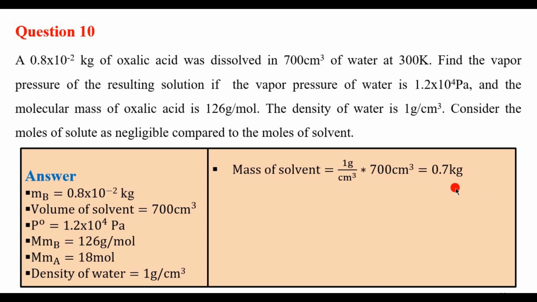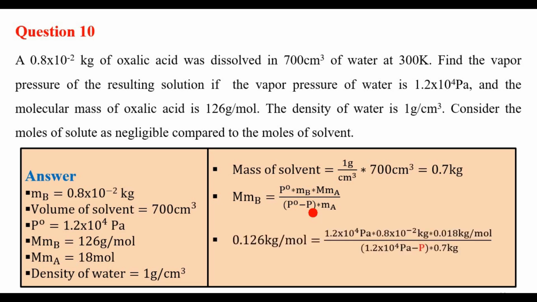After getting the mass of the solvent, then you can use the formula to determine the vapor pressure of the solution. Because the vapor pressure of the solvent, you have it as the P naught, 1.2 times 10 power 4 Pascal. So we need to determine this P, the vapor pressure of the solution. Let's replace the values and see the answer. Here we are replacing the values. This is the molar mass of the solid, MB, which is 0.126 kilogram per mole. We are converting to kilogram. Here also we have the P naught in Pascal, 1.2 times 10 power 4 Pascal.